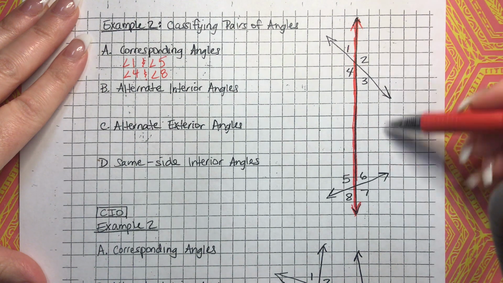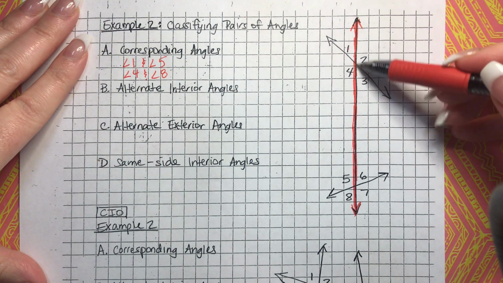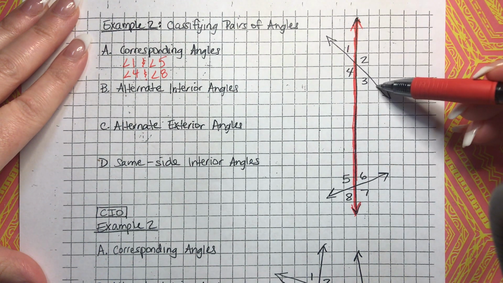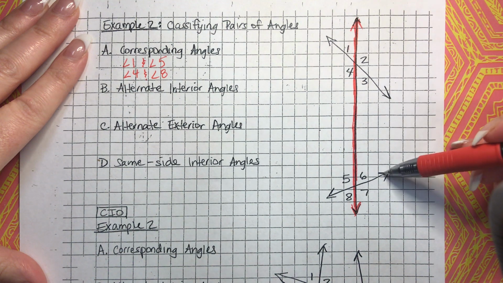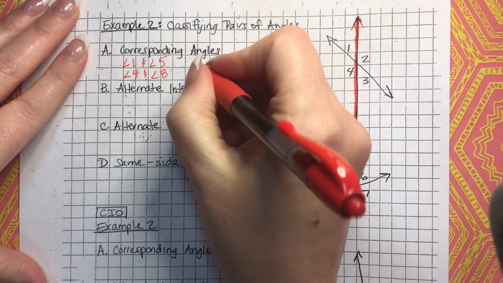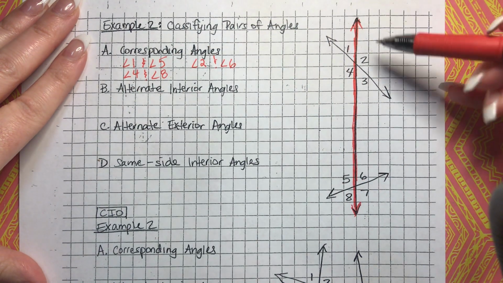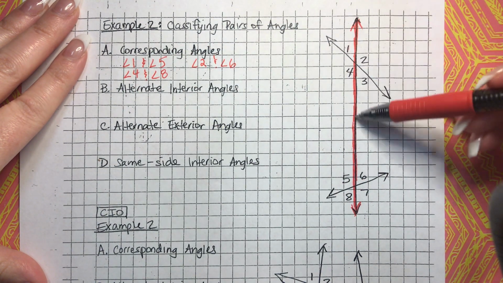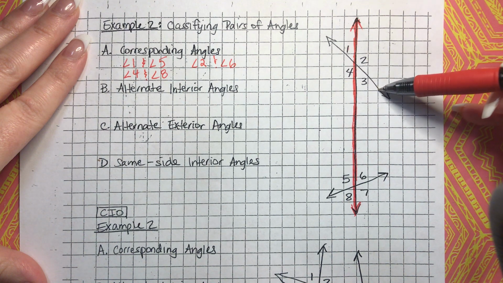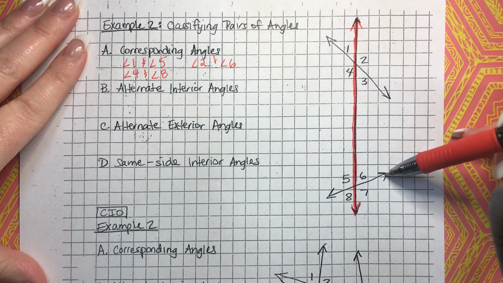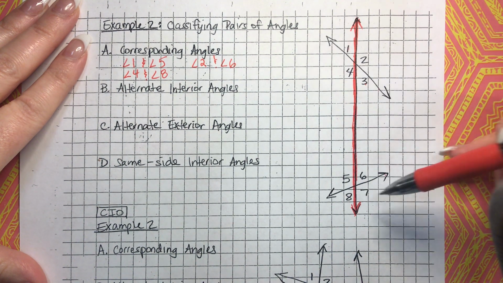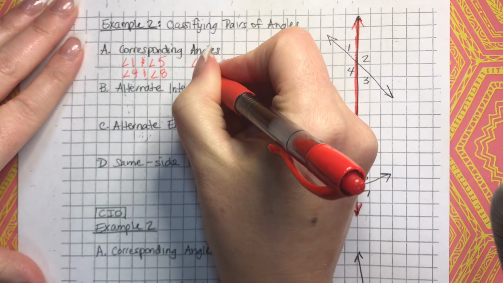And then on the right side of the transversal, the top of this line would be angle 2, the top of this line would be angle 6. So angle 2 and angle 6 are corresponding. And also on the right side of the transversal, the bottom of this line would be angle 3 and the bottom of this line would be 7. So 3 and 7 are also corresponding angles.